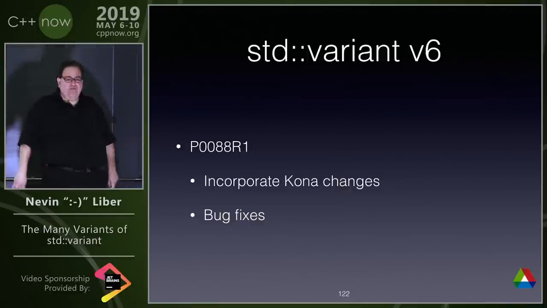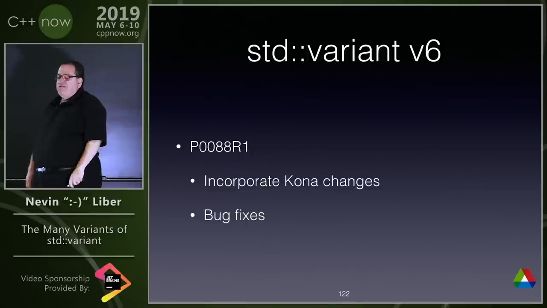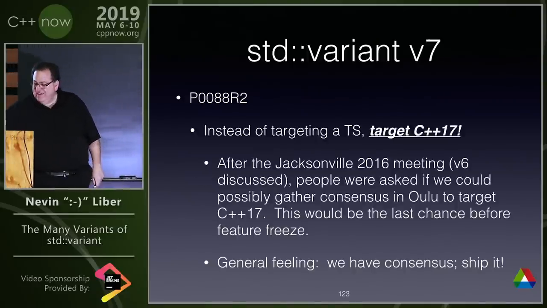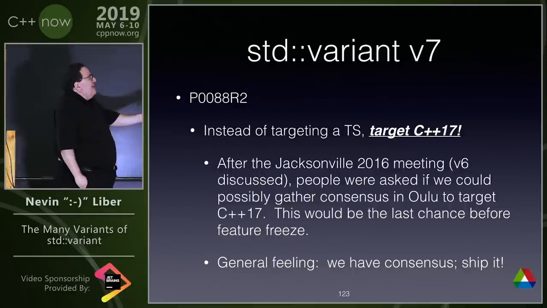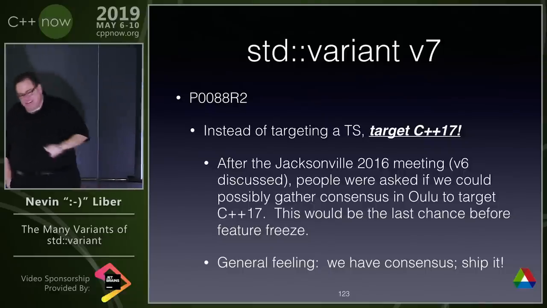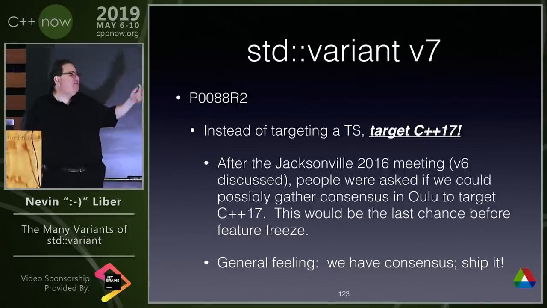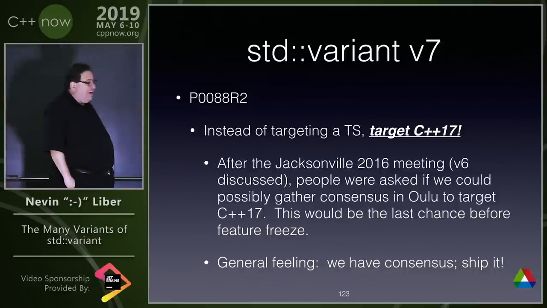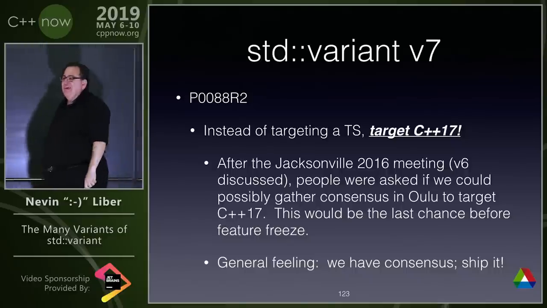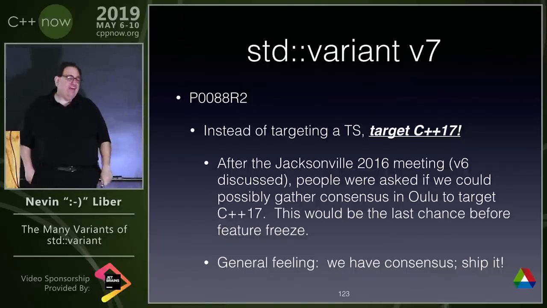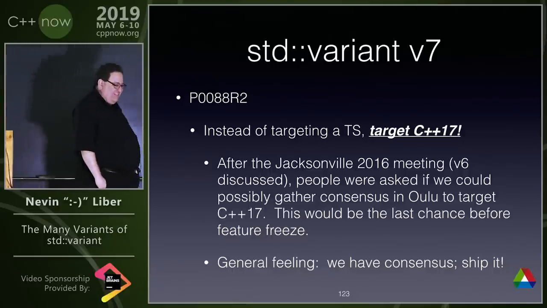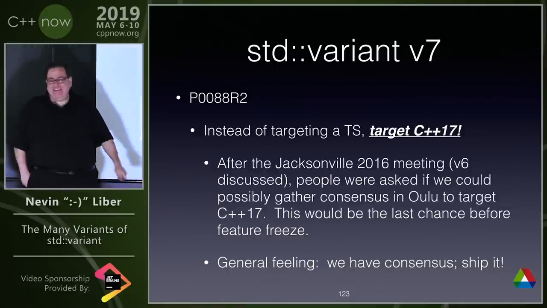So P0088R1 came out, incorporated the Kona changes, and had some bug fixes to things he'd gotten not quite right. It's hard writing these papers. R2 comes out, and instead of targeting the TS, let's go for 17. Let's go for it all. Because after the Jacksonville 2016 discussion, where we discussed V6, it would be the last meeting before, that basically, if we say yes there, we can get it in. If we say no there, it's not going in 17. And the general feeling was, we have consensus. Ship it, get it out there.